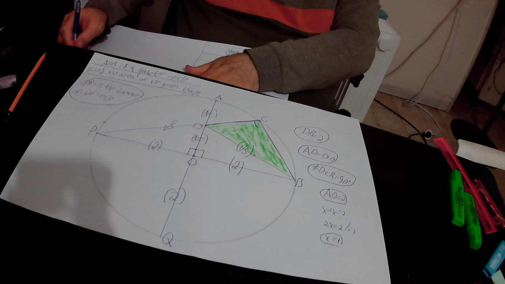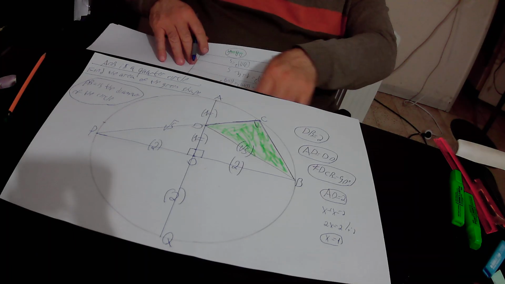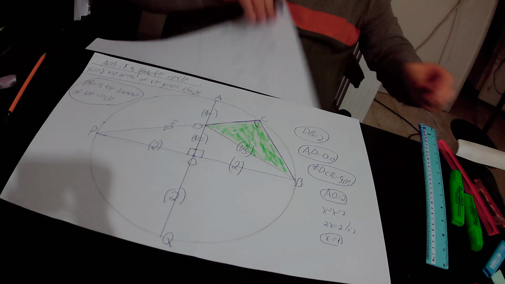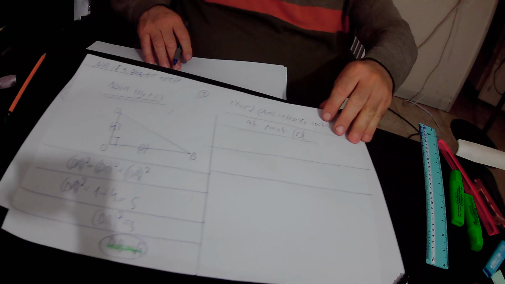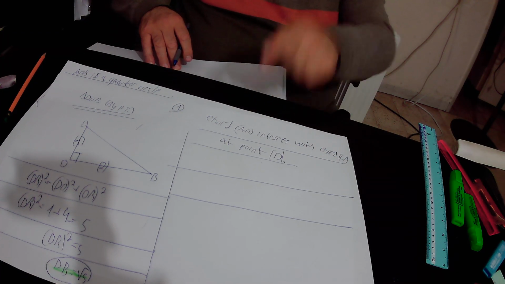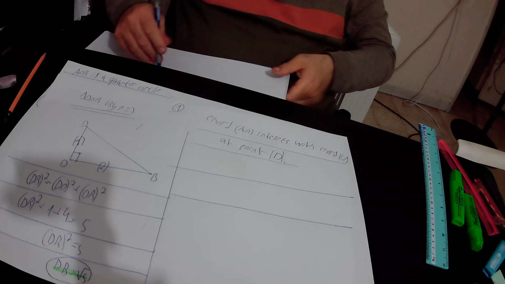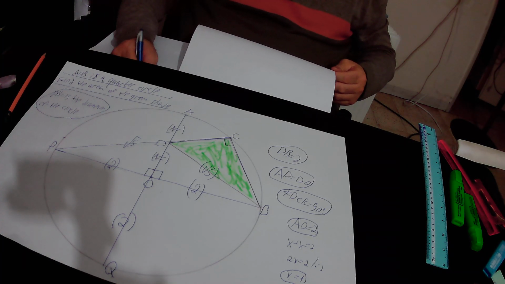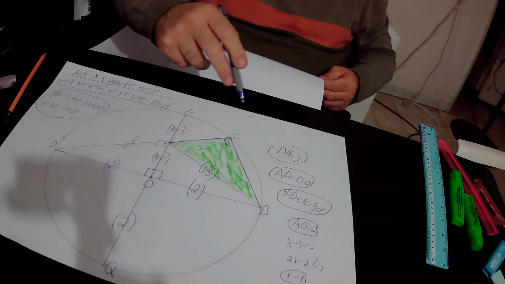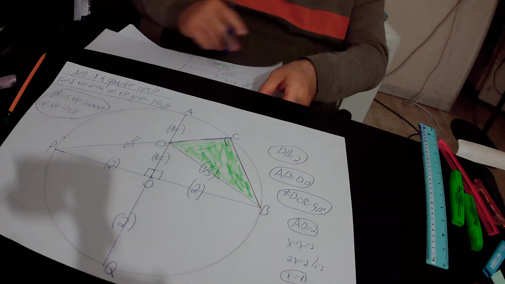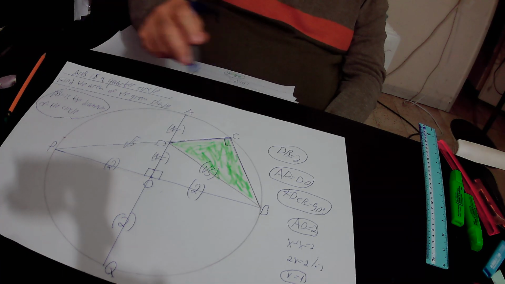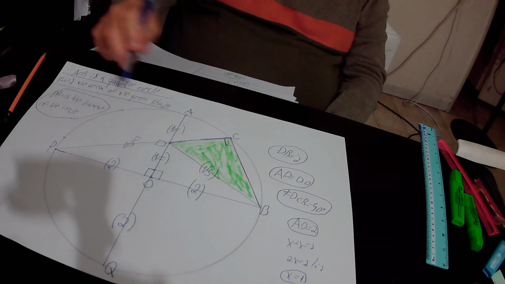In our original drawing, chord AQ intersects with chord CP at point D. Therefore, the following equation will be true according to rule 11: AD times DQ equals CD times DP.